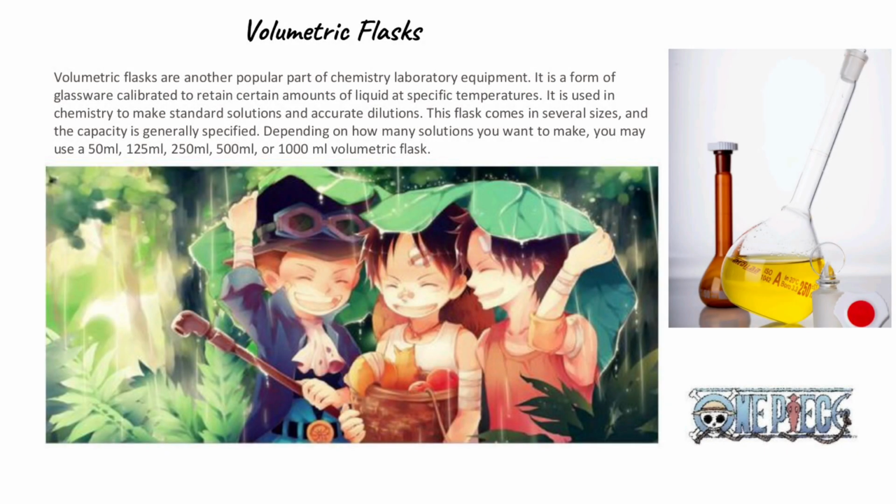Volumetric flask. Volumetric flasks are another popular part of chemistry laboratory equipment. It is a form of glassware calibrated to retain certain amounts of liquid at specific temperatures. It is used in chemistry to make standard solutions and accurate dilutions. This flask comes in several sizes, and the capacity is generally specified depending on how many solutions you want to make. You may use a 50 ml, 125 ml, 250 ml, 500 ml or 1000 ml volumetric flask.